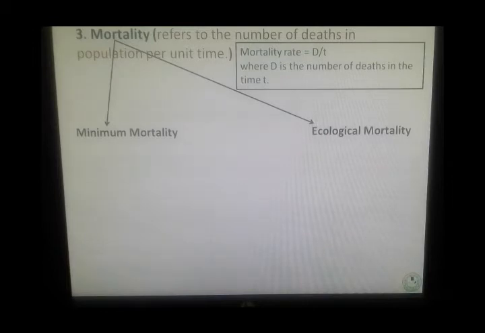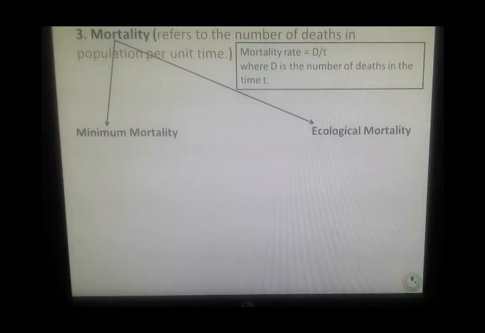Now, the third parameter, which is mortality. As you know, it refers to the number of deaths in the population per unit of time. Again, this has been classified into two different categories: one is minimum mortality and another is ecological mortality. Now, the ecological mortality, again you can recall the ecological natality too. It refers to the mortality of the individuals of the population under specific environmental condition.